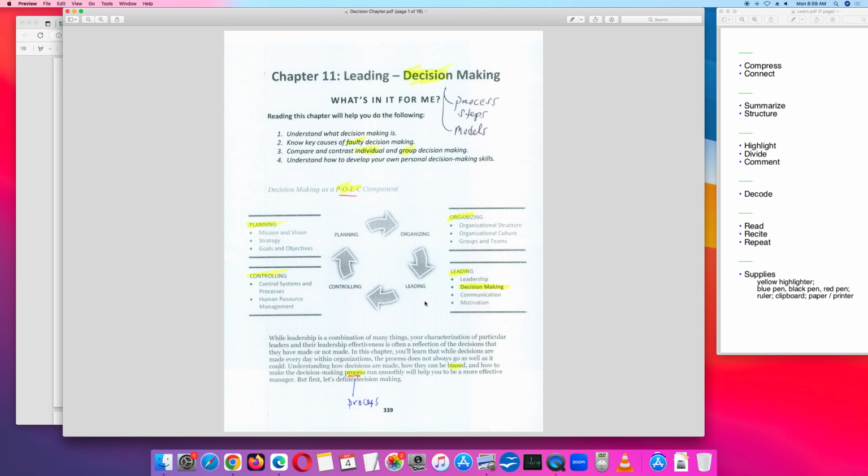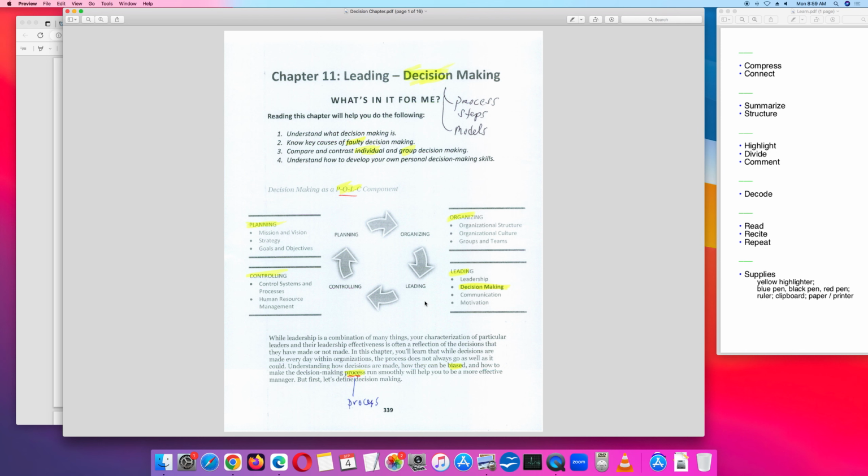The rules are compress and connect. So what I'm trying to do is select the keywords. This helps when I'm reviewing, because the keywords trigger thoughts in my brain. So this chapter is about one word: decisions, decision making. If I had to summarize this chapter, one word: decision. This chapter is about leading and decision making, but specifically one word: decisions.